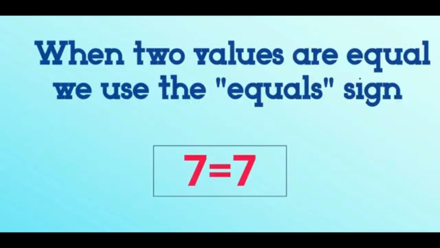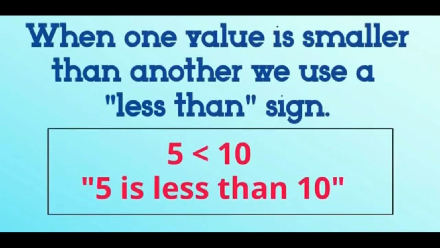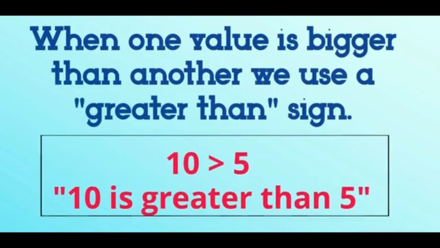So when two values are equal we use the equal sign. Here 7 is equal to 7. Also when one value is smaller than another we use a less than sign. 5 is less than 10. And when one value is bigger than another, we use a greater than sign. In this example, 10 is greater than 5.